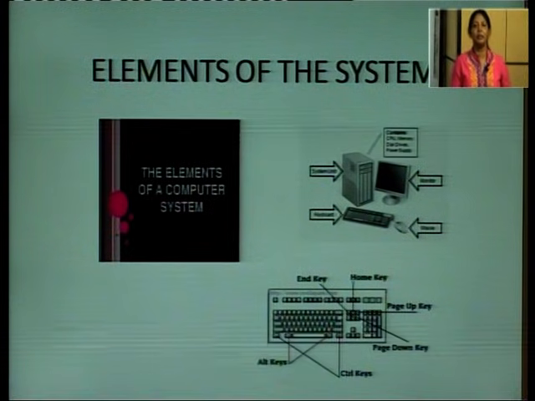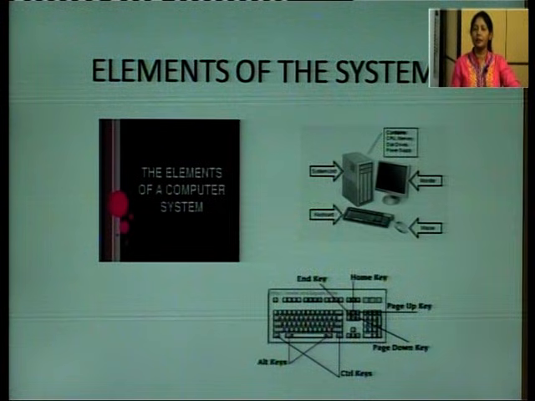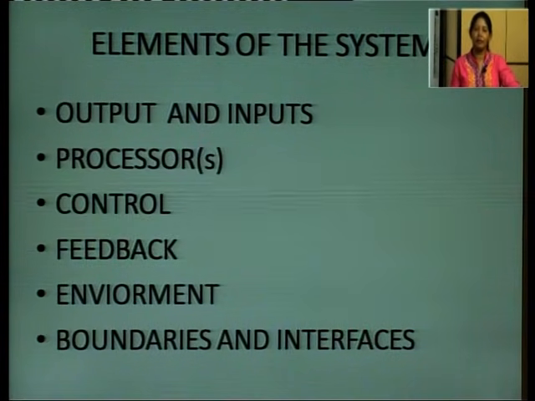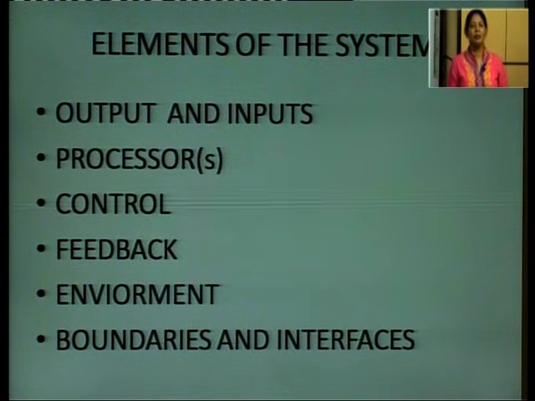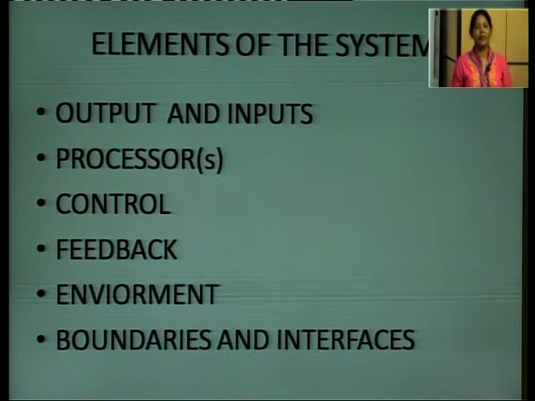So next is the elements of the system. There are different types of elements that can be used in the system. These elements are, first of all, outputs and inputs, processor, control, feedback, environment, and last but not least, boundaries and interfaces.